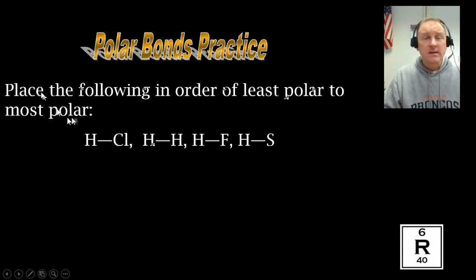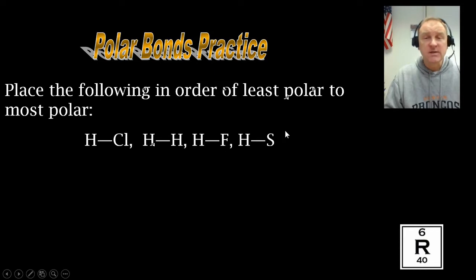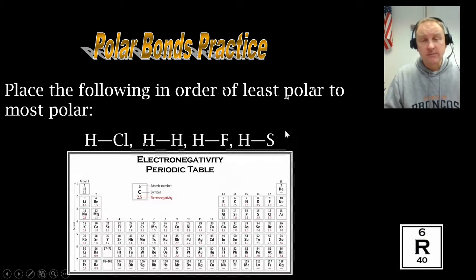But now, let's place the following in order from least polar to most polar. So here are some bonds: hydrogen to chlorine, hydrogen to hydrogen, hydrogen to fluorine, and hydrogen to sulfur. How would we know which of these bonds are more polar and which are less polar? Well, the bigger the difference, the more polar they are. So we take a look at our periodic table and we identify where these are. So we find hydrogen, and it's bonded with chlorine. Okay, they're all hydrogen bonded with something else.